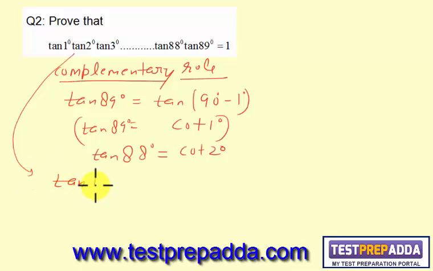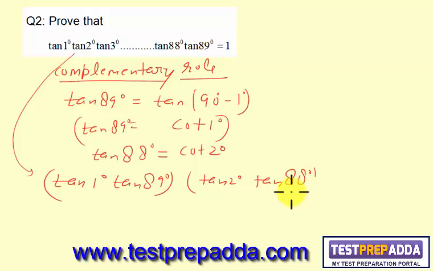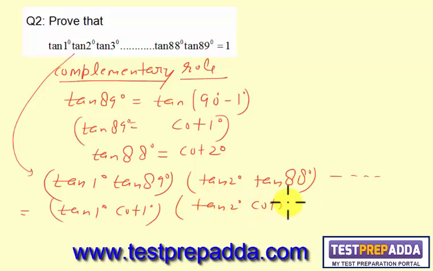So I'll rearrange this. How? I will write tan 1 degree with tan 89 degree, tan 2 degree with tan 88 degree, and so on. Now tan 1 degree, tan 89 degree will be written as cot 1 degree. Tan 2 degree and tan 88 will be written as cot 2 degree, so on. Now tan 1 degree into cot 1 degree, both are reciprocal, product will be 1. Everywhere it is 1. So at the end, what is the answer? 1. Got it?